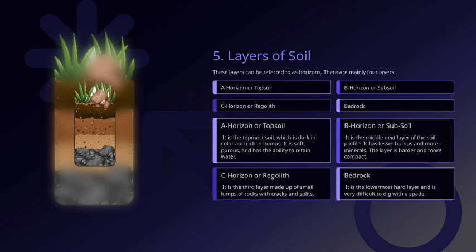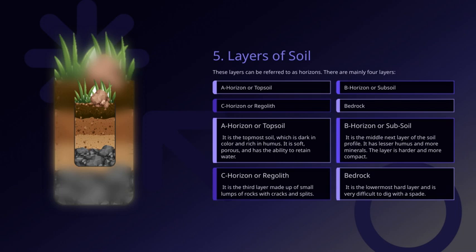Next, we move to the C horizon, also known as regolith. This layer is made up of small lumps of rock that often have cracks and splits. It's less affected by organic activity and serves as the transition between the surface soil and the deeper layers.